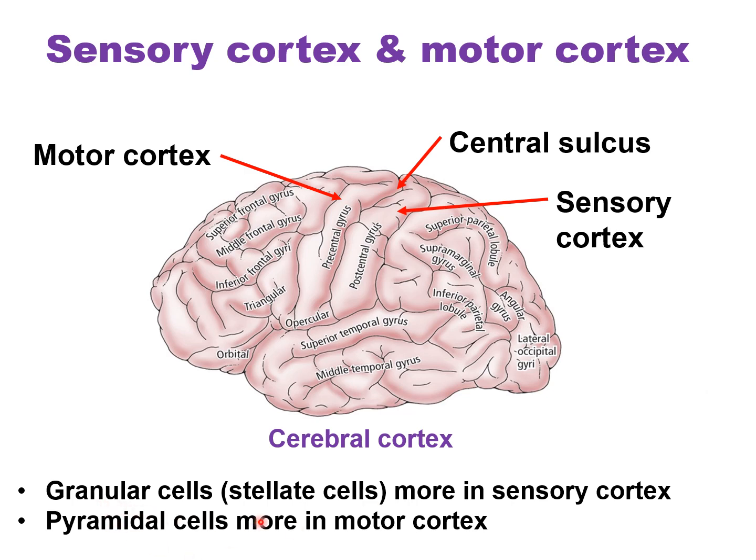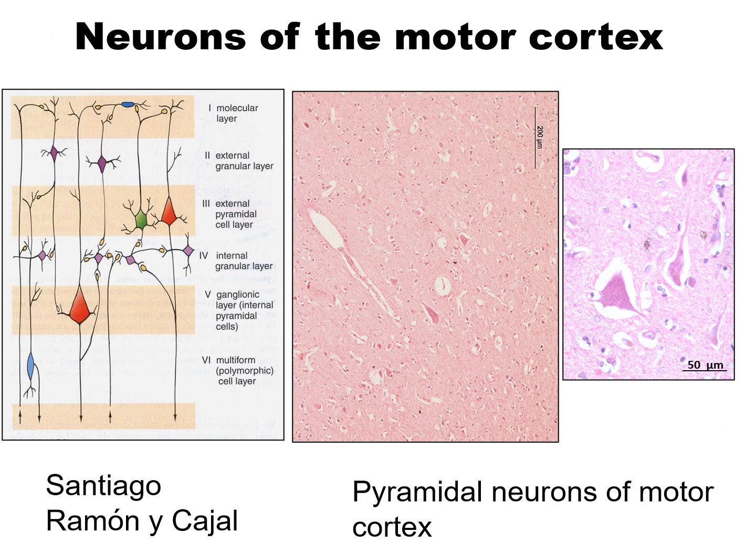The granule cells or the stellate cells are more in the sensory cortex, and pyramidal cells are more in the motor cortex. This picture depicts the 6 layers of the motor cortex.